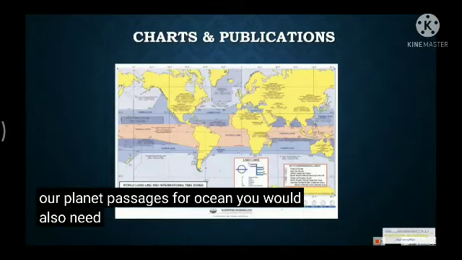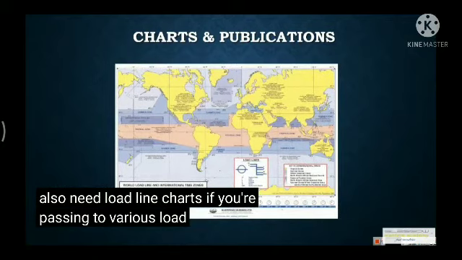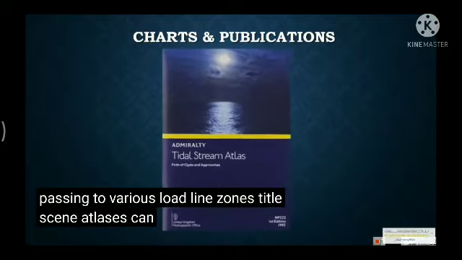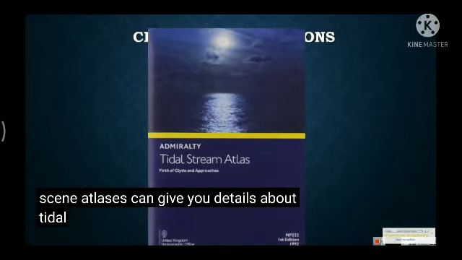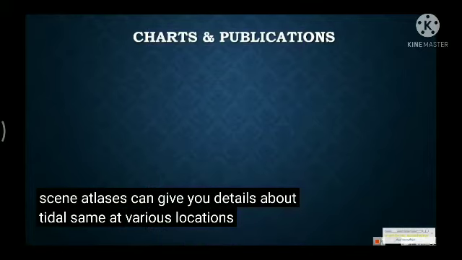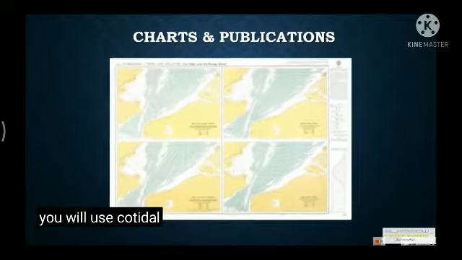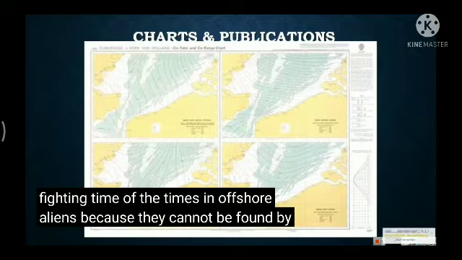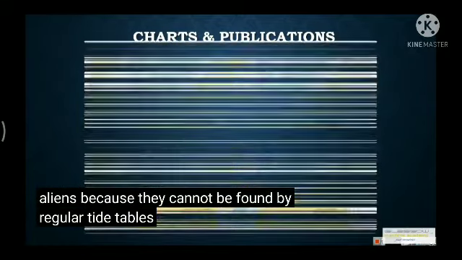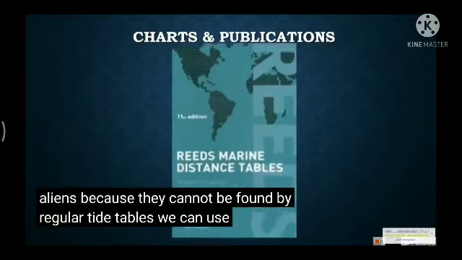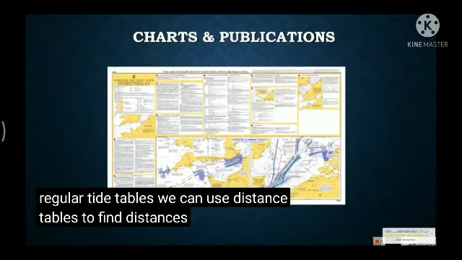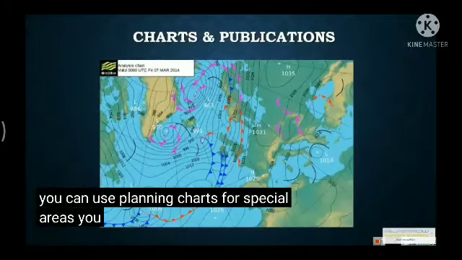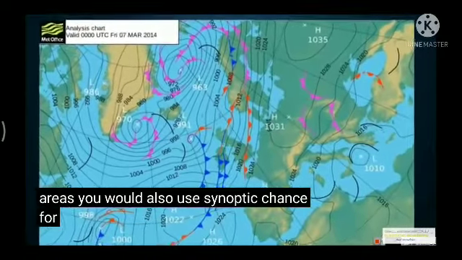You would use ocean routing charts for planning ocean routes. You would also need load line charts if you're passing through various load line zones. Tidal stream atlases can give you details about tidal streams at various locations. You would use co-tidal or co-range charts for finding high water times in offshore areas, because they cannot be found by regular tide tables. You can use distance tables to find distances between ports. You can use planning charts for special areas. You would also use synoptic charts for finding weather updates.